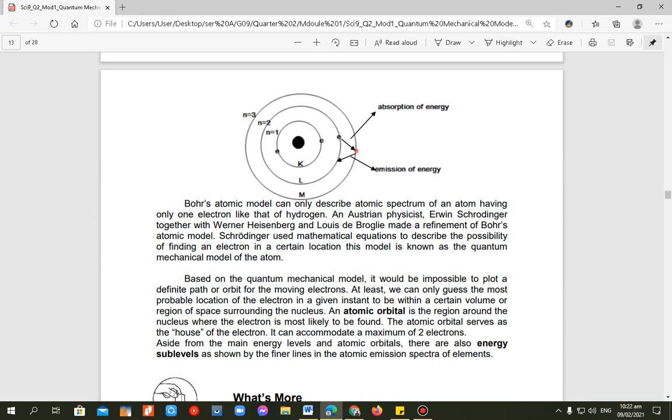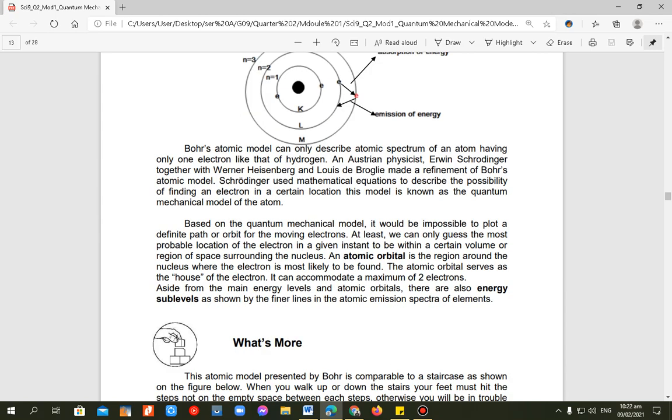So, this model is known as the quantum mechanical model of the atom. Based on this model, it would not be possible to plot a definite path or orbit for the moving electrons. So, hindi natin ma-locate, makita yung mga gumagalaw na electrons sa nucleus. At least, we can only guess the most probable location of the electron in a given instant to be within a certain volume or region of space surrounding the nucleus.